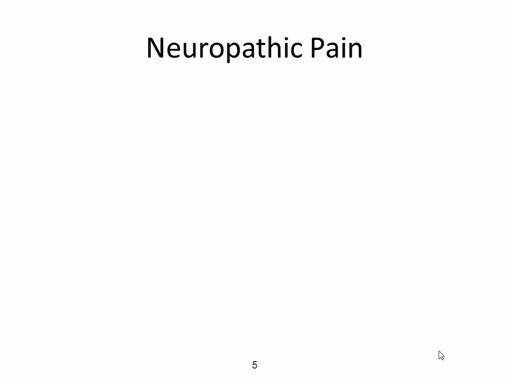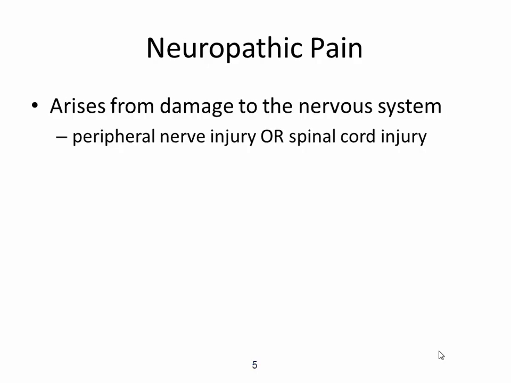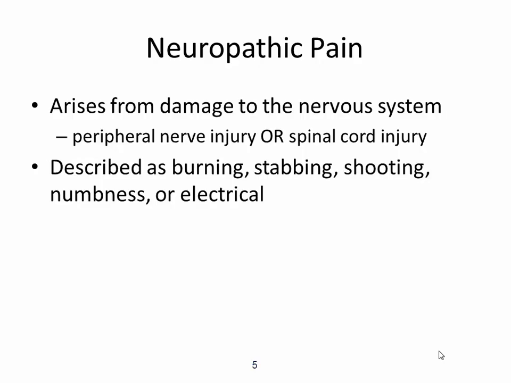And then finally, onto neuropathic pain. And this arises from damage to the nervous system, whether it be peripheral nerves are damaged for various reasons, or there's injury to the spinal cord. And this type of pain is really hallmark because the words that are used to describe it are burning, stabbing, shooting, numbness, which usually isn't thought of as painful, or electrical type pain.